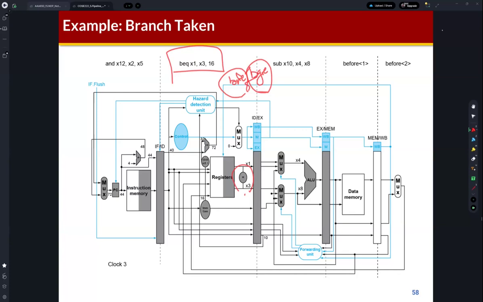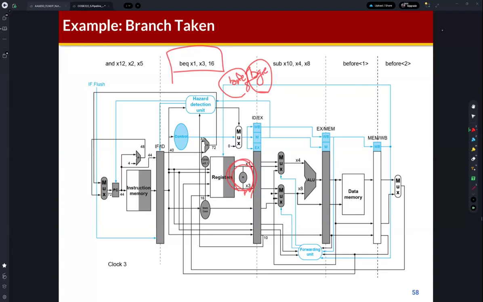And then another problem. Actually, I don't like the textbook solution. Another problem is that this solution causes another data hazard. So what's the problem?